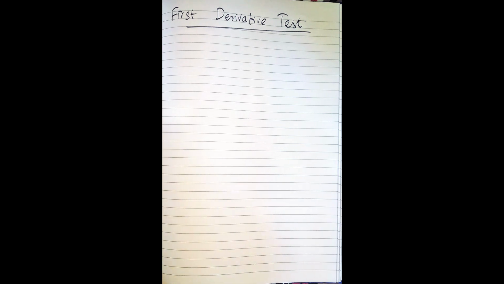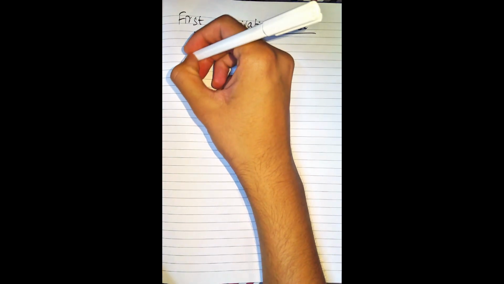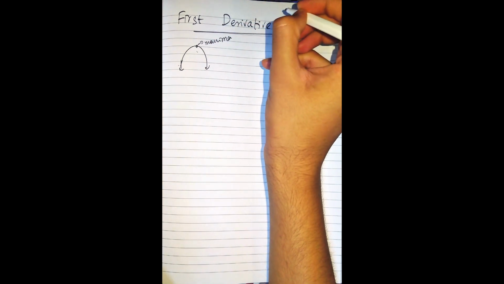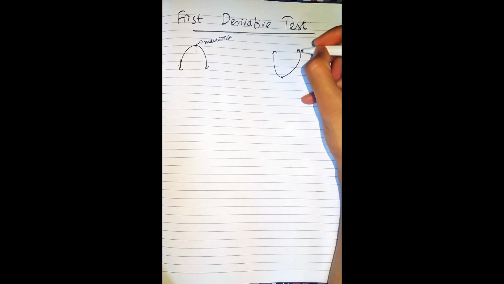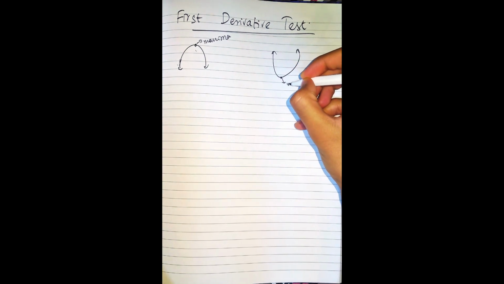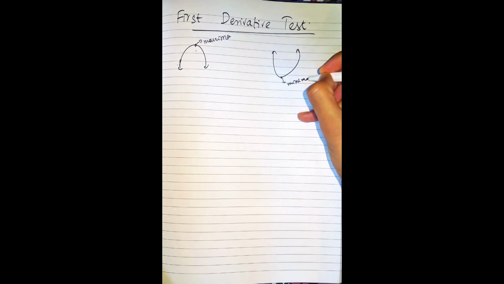Okay, so guys, in this video we have to discuss the first derivative test. In the previous video we discussed the second derivative test. While discussing it, I told you that if a graph is opening downwards, it shows the maximum, the highest value a graph can achieve, and if a graph is opening upwards, like the mouth is opening upwards, it shows the minima, the lowest possible value the graph can achieve.